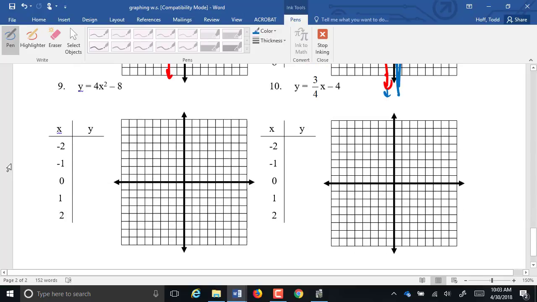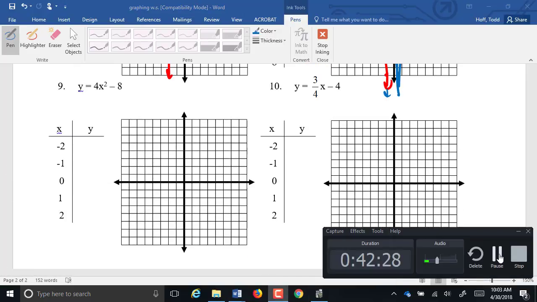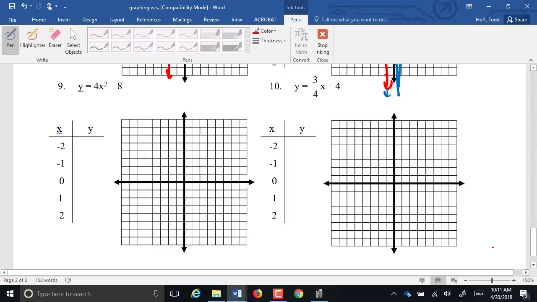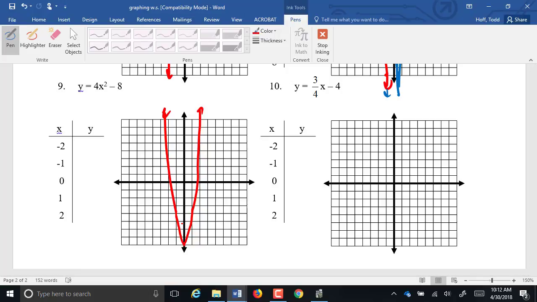2 more for you to try, and then we'll sum this up. Number 9 here is a little bit tricky. If your graph at 0 ends up being -8, 1 ends up being -4, and you get something very narrow like that. Again, it's a parabola, kind of a U-shaped, V-shaped type deal. Number 10 should be a line. Look something like this.